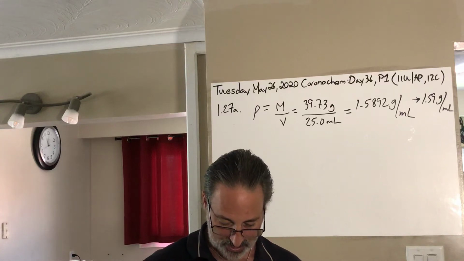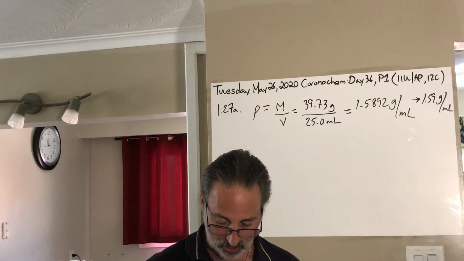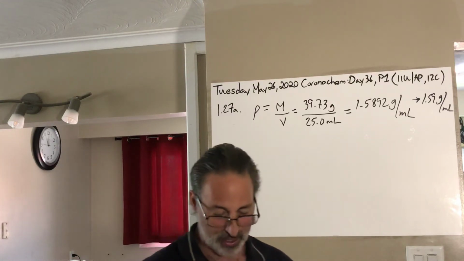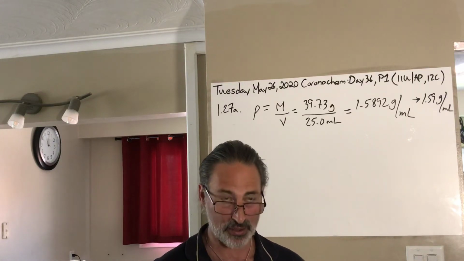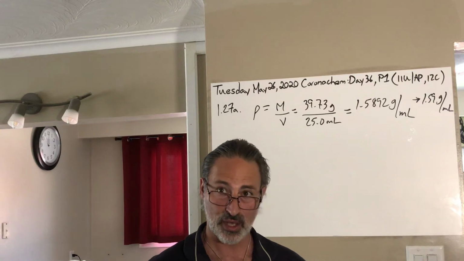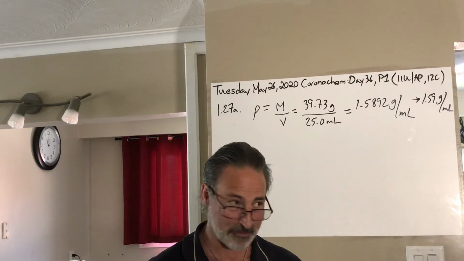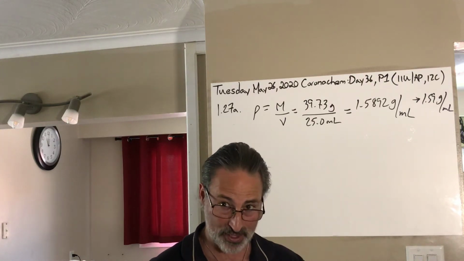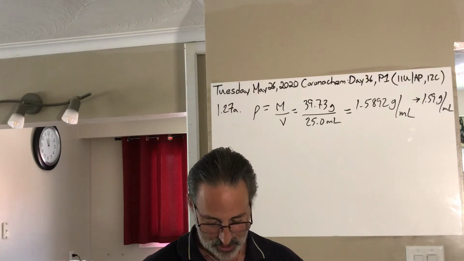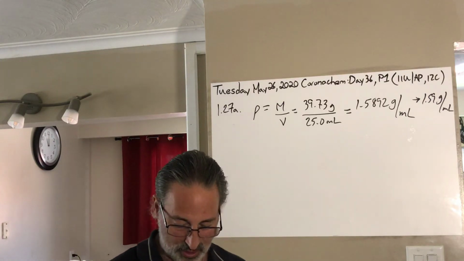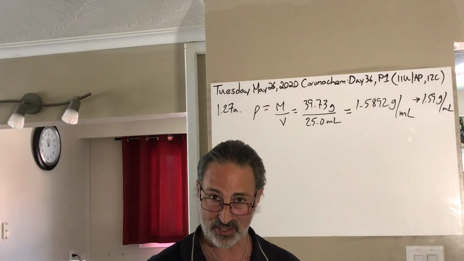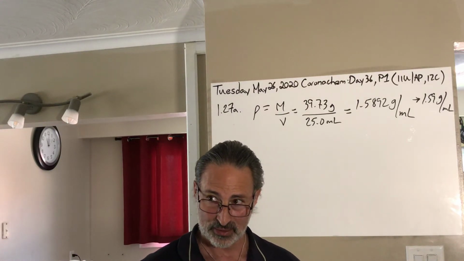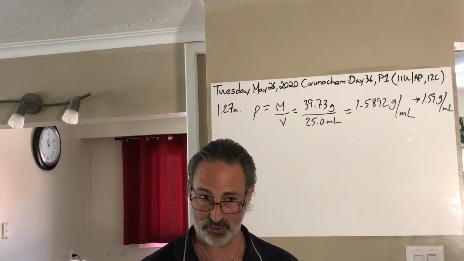2, all atoms of a given element are identical to one another in mass and other properties, but the atoms of one element are different from the atoms of all other elements. So each element has its distinct identity and properties, chemical and physical. 3, atoms of an element are not changed into atoms of a different element by chemical reactions. This is a key idea. Water doesn't turn into carbon dioxide.